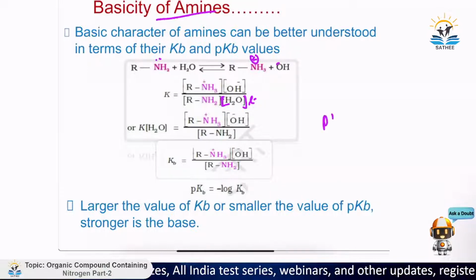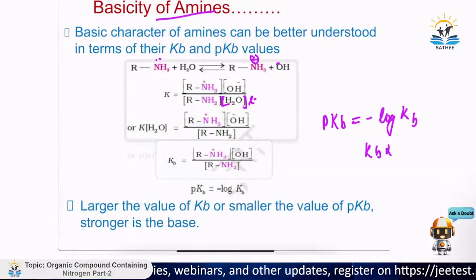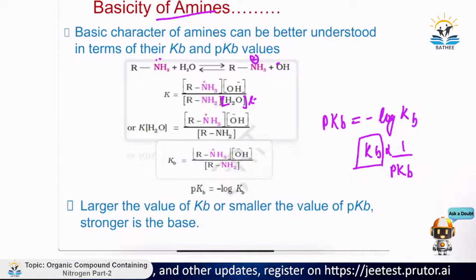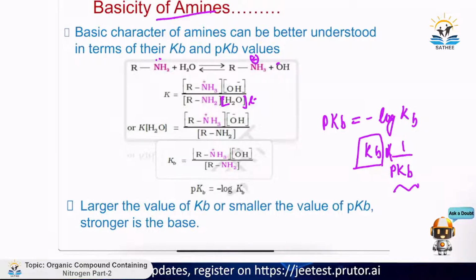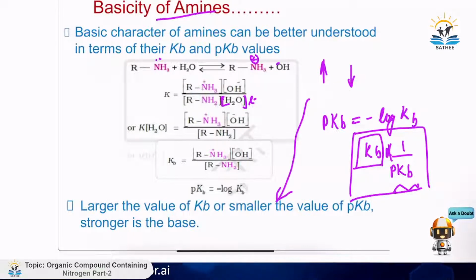And we also know, we have to know that pKb is equal to minus log Kb. So Kb is inversely proportional to pKb. Kb is the order of basic strength, and it is inversely proportional to pKb. So for solving questions, we need to remember this relation. Okay. So if Kb is large, then pKb will be less. Like that, we are able to understand what will happen.